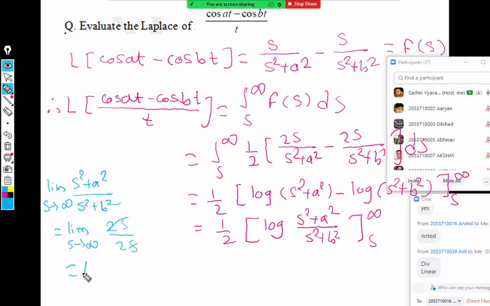There is another way also. You can divide numerator and denominator by s square, and 1 upon s tends to 0 then. So the value of this ratio when s is infinity is 1. And what is the value of log 1? 0. So the upper limit is 0. The lower limit has the minus sign.